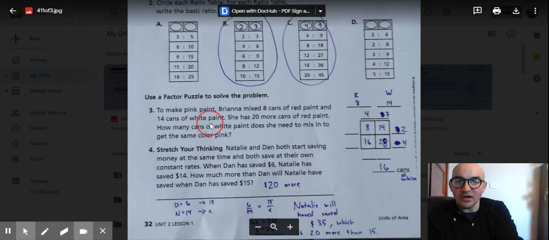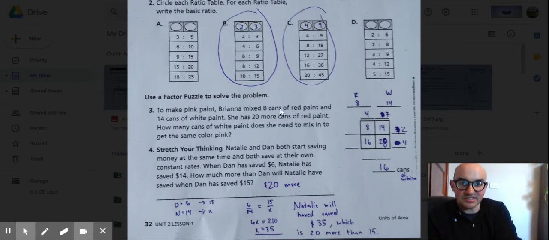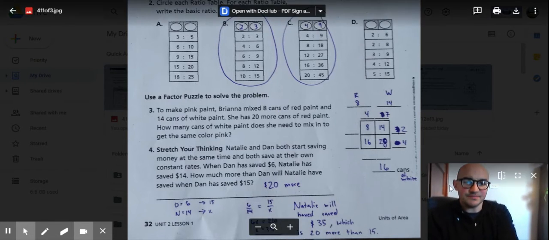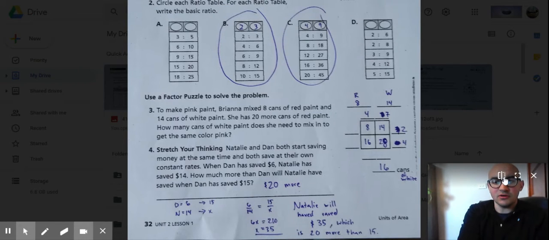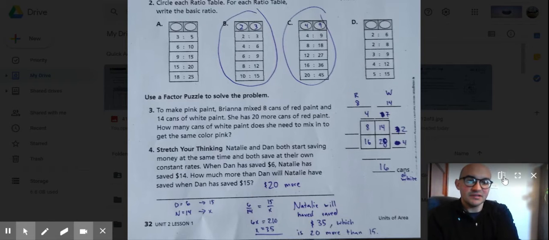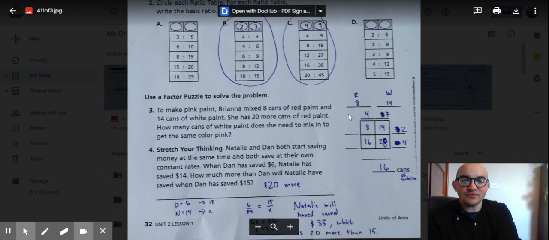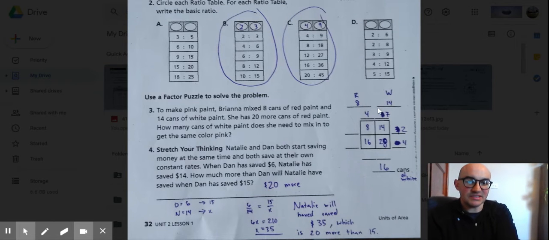All right, so number 3 asks us to use a factor puzzle. It tells us that we have a mixture. We're doing one of those color mixtures, so we've got 8 cans of red paint and 14 cans of white paint. And so I set it up just like this. On these lines, I just write my initial ratio, 8 to 14.